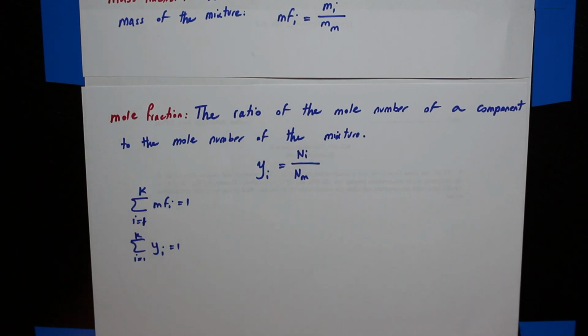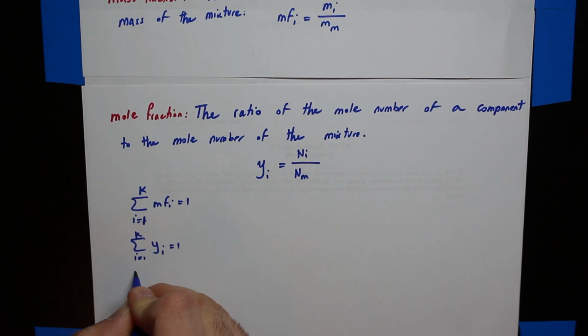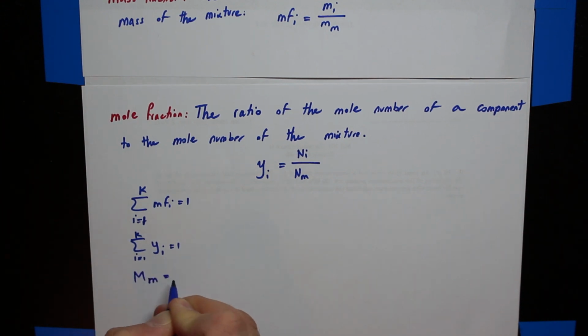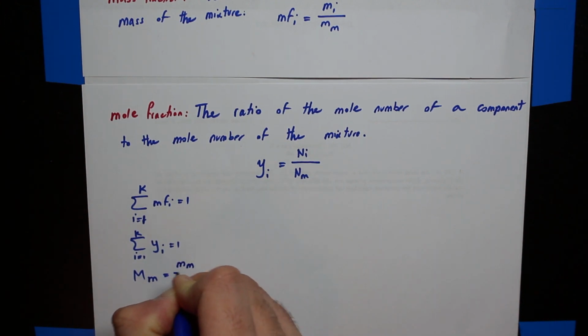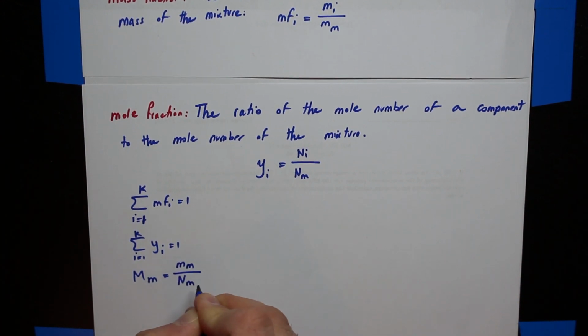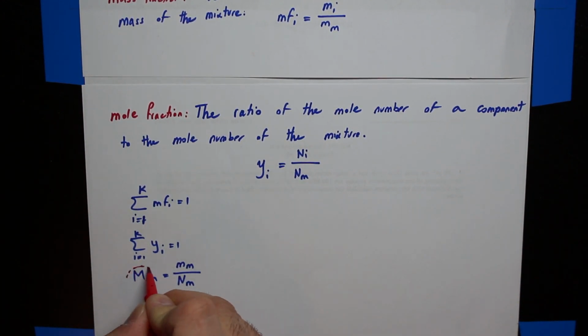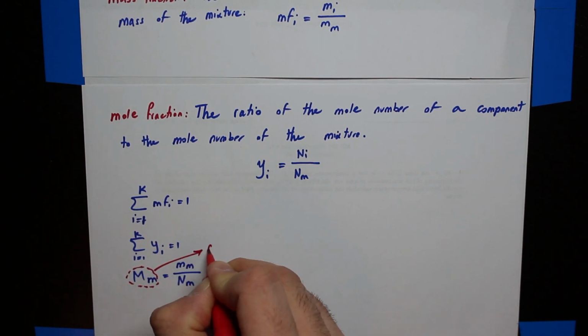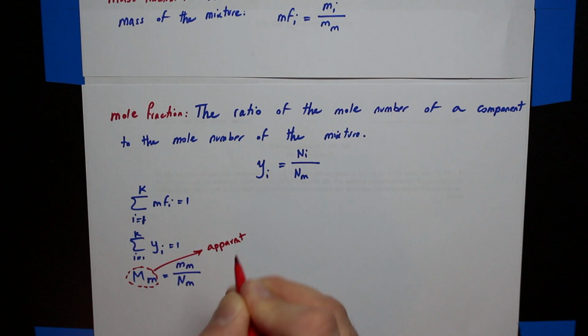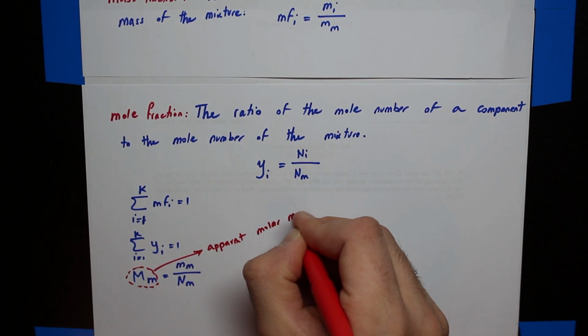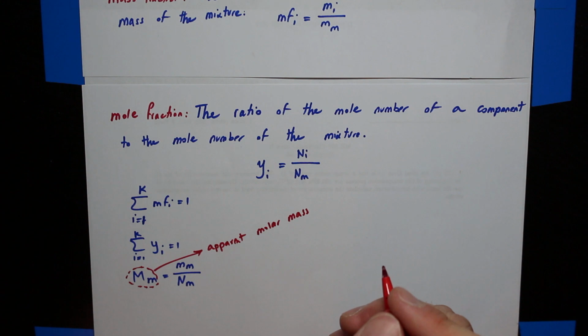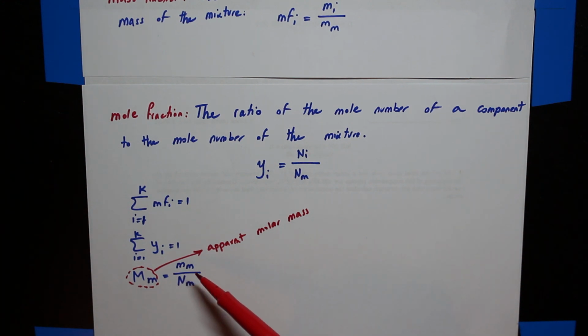Okay, the other definition that we have is called the apparent molar mass. So we show that with capital M subscript m, which is called the apparent molar mass, which is equal to the mass of the mixture over the number of moles in the mixture. And unit wise, we'll discuss that later, but the unit will be kilogram per kilomole, for instance.